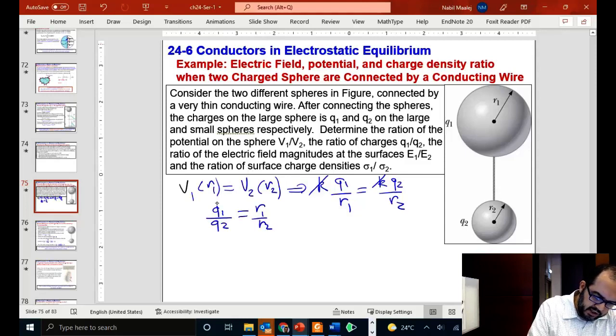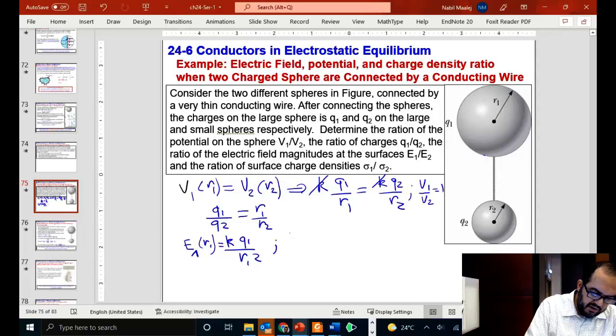Okay, so this is the answer to this question here. V1 over V2 is 1 because they are equal. Okay, Q1 over Q2 is R1 over R2. Okay, the next thing is the ratio of the electric field magnitudes at the surfaces. Okay, so at the surfaces, this is a spherical conductor. We had the equation before. We used Gauss's law and we determined the electric field at the surface 1 is KQ1 divided by R1 squared. So this is the electric field at radius R1.